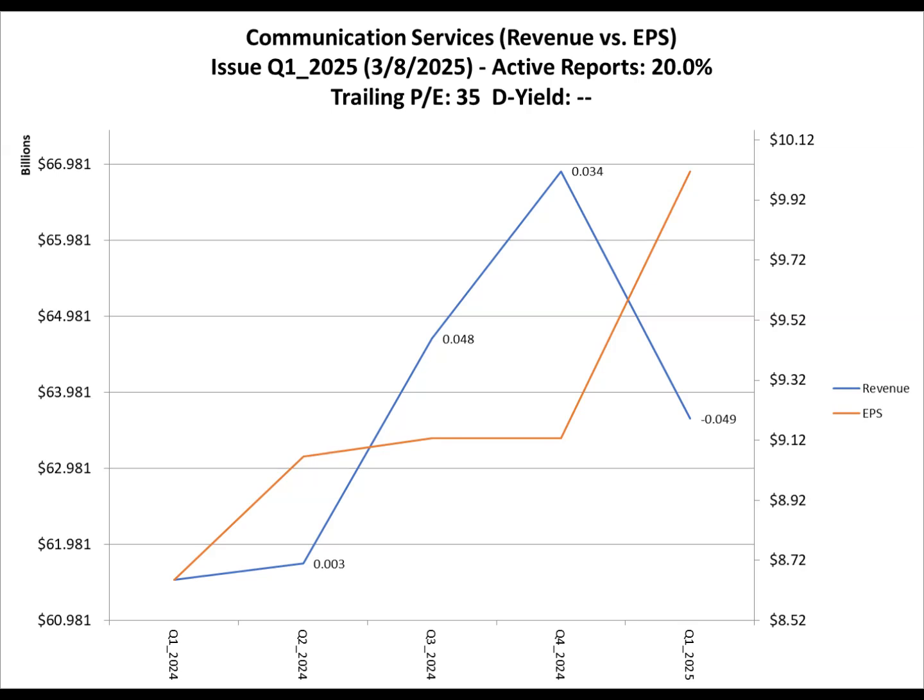Communication services sub-industries. Interactive media and services. Integrated telecommunication services. Cable and satellite. Interactive home entertainment. Broadcasting. Advertising. Movies and entertainment. Publishing. Wireless telecommunication services. New addition to movies and entertainment, TKO Group Holdings, ticker TKO.